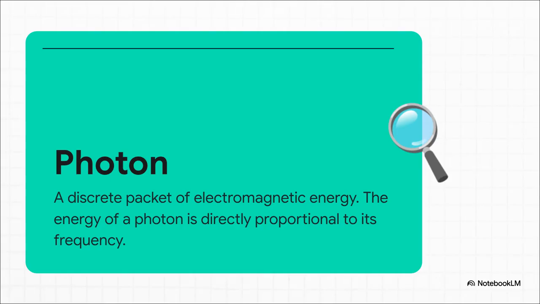So why does that relationship matter so much? Well, it's because this energy travels in these little packets called photons. And here's the kicker. A photon's energy is tied directly to its frequency. So a high-frequency gamma-ray photon is packing way more punch than a low-frequency radio wave photon. And that, right there, is why some radiation is harmless and some is really dangerous.